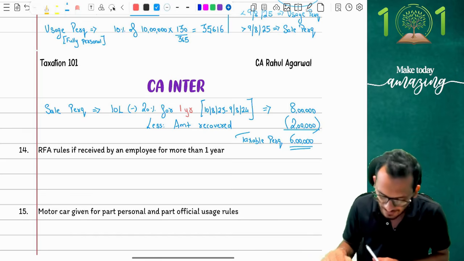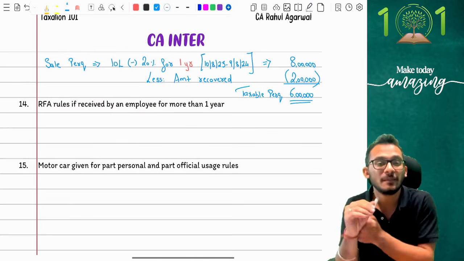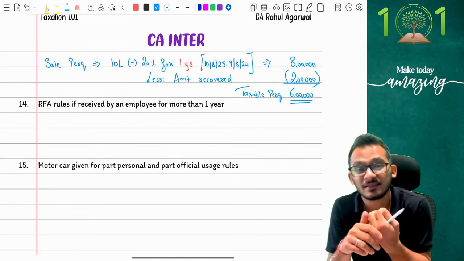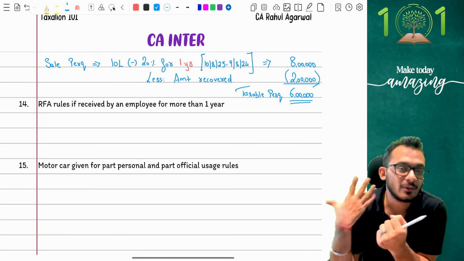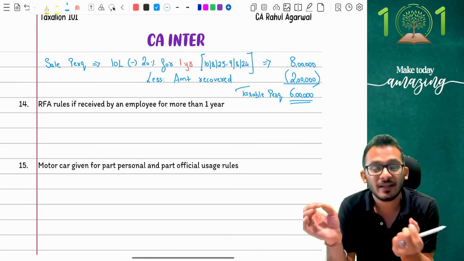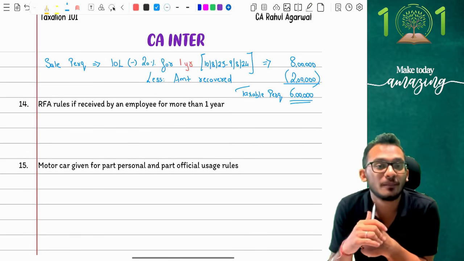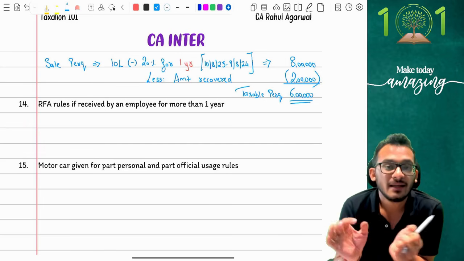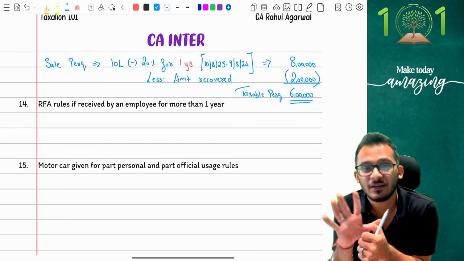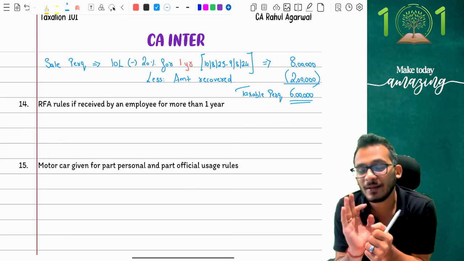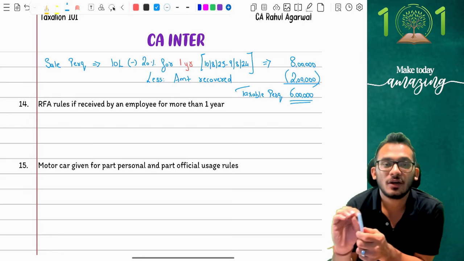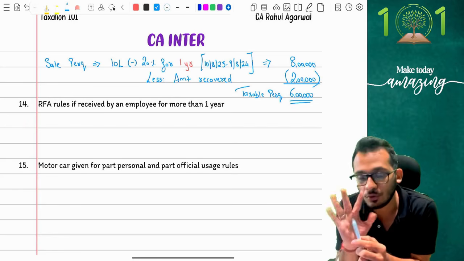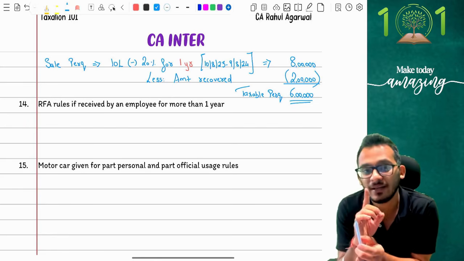Clear? Perfect. Next comes your 14, something which has not been tested in examination more than once in the past, but should be tested in examination. The question says, what are the RFA rules if the employee is going to receive it for more than 1 year? An amendment of 2021, people, clarified that when a person is going to use RFA for more than 1 year, in the second year I do not calculate RFA one way alone. I will not say it is 10% of salary alone.